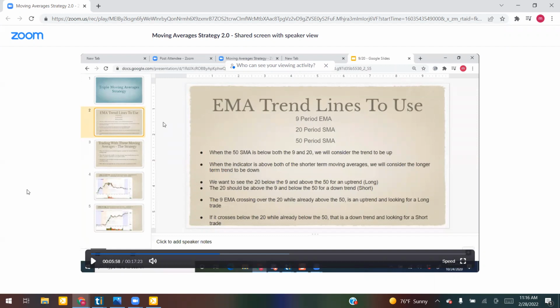Now, I personally do not use the 50 SMA on my chart. I use VWAP, the 9 EMA, and the 20 SMA on my 5-minute intraday chart. Again, we are not talking daily chart. We are talking intraday chart. This is an intraday day trading strategy, but it is okay to use the 50. And if the 50 was bunched up with the 9 and 20, it would make this strategy even more powerful.